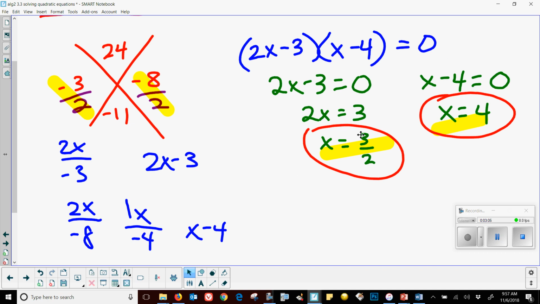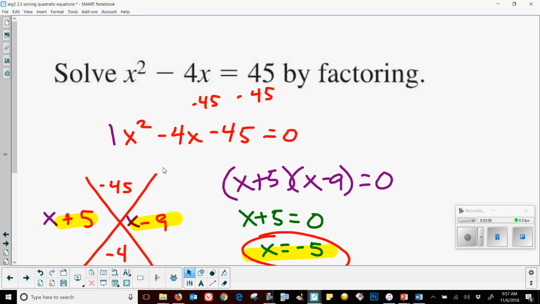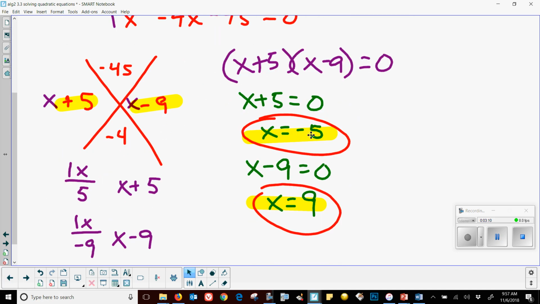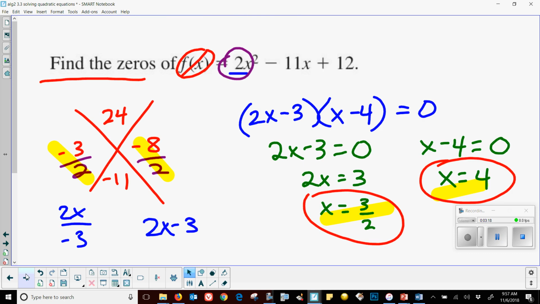And I said, well, let me go back here. What do you notice about what's highlighted? This is negative 5, and that's positive 5. This is negative 9, and that's positive 9. Really, they're just opposites of each other, right? Same thing here. If we took this 2 and divided both of these, which is kind of what we end up doing here at the end, negative 3 over 2 becomes positive 3 over 2, and negative 8 over 2, which is negative 4, becomes 4.